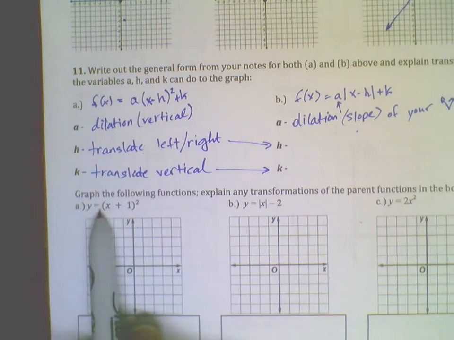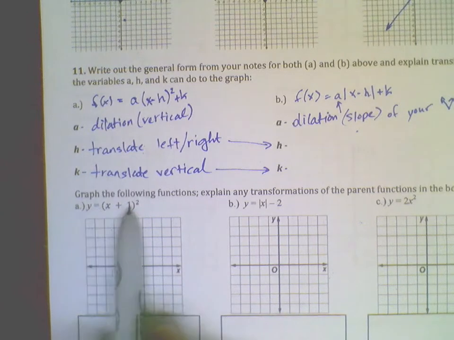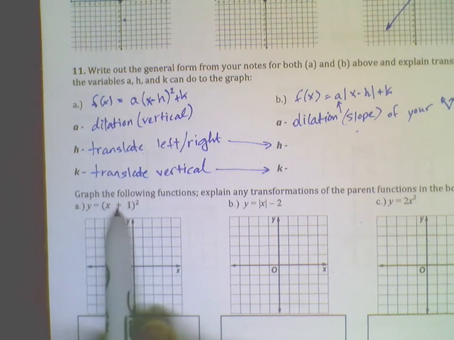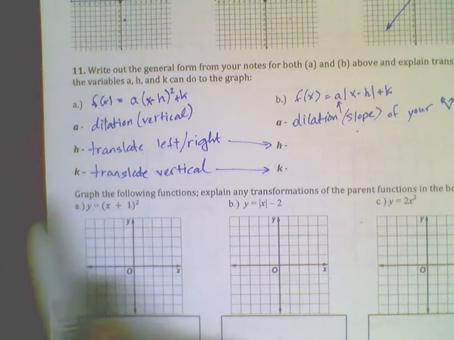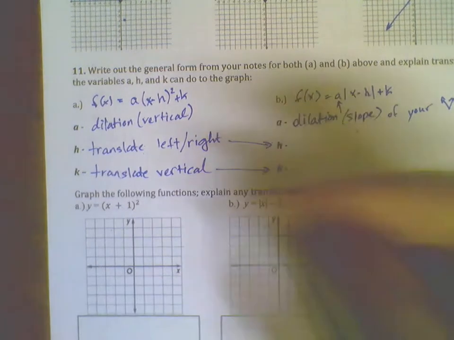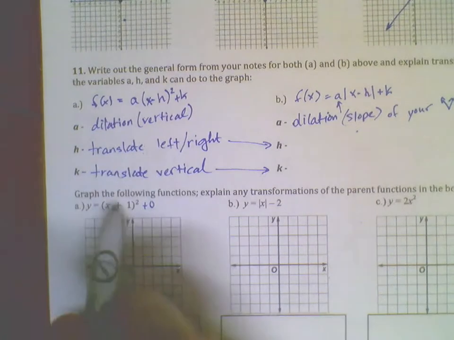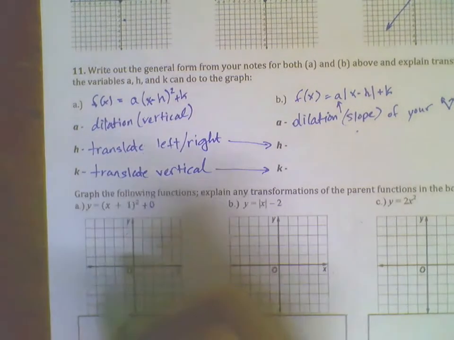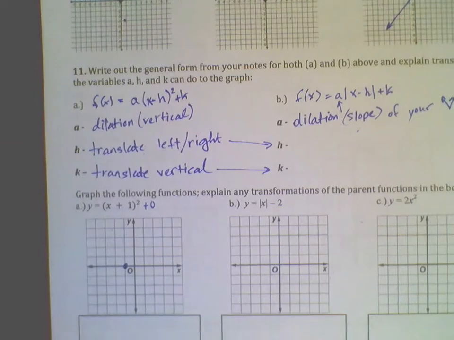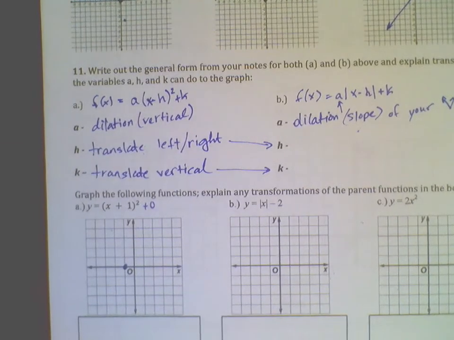So my a is just a 1, it's not doing anything. My h right there, it's a +1 inside of here. So remember I said think opposite. So if you're thinking opposite, that's going to shift it left 1. And then I have nothing out here, so +0. So it's not going to shift up or down. So really I have my vertex, my starting point, right there at (-1, 0).